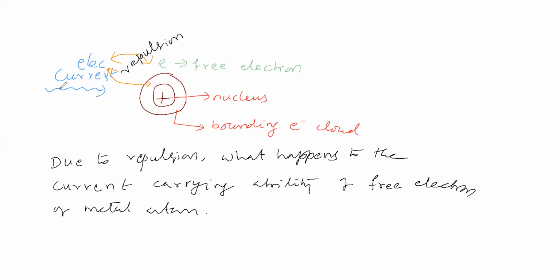Here these are current carrying electrons. Current we can say in terms of energy or in the form of electrons. So between current electron and free electrons of metal atom, repulsion is there. Current electron and bounding electron cloud of metal atom, repulsion is there. Due to the repulsion, what happens to the current carrying ability of free electron? Do you feel it remains same, decreases or increases?